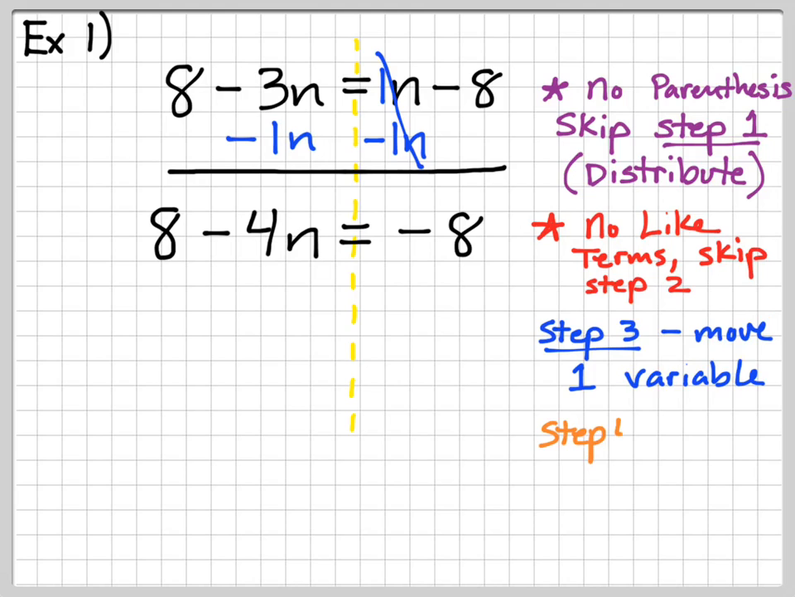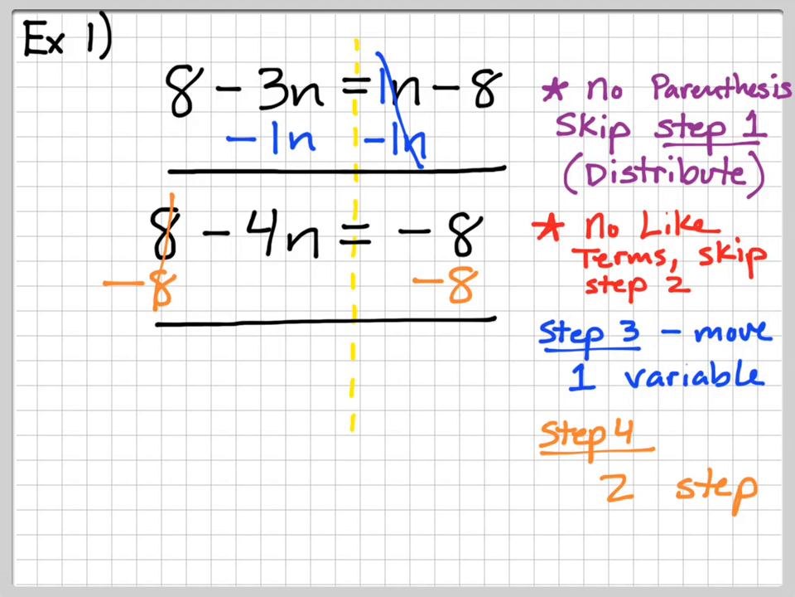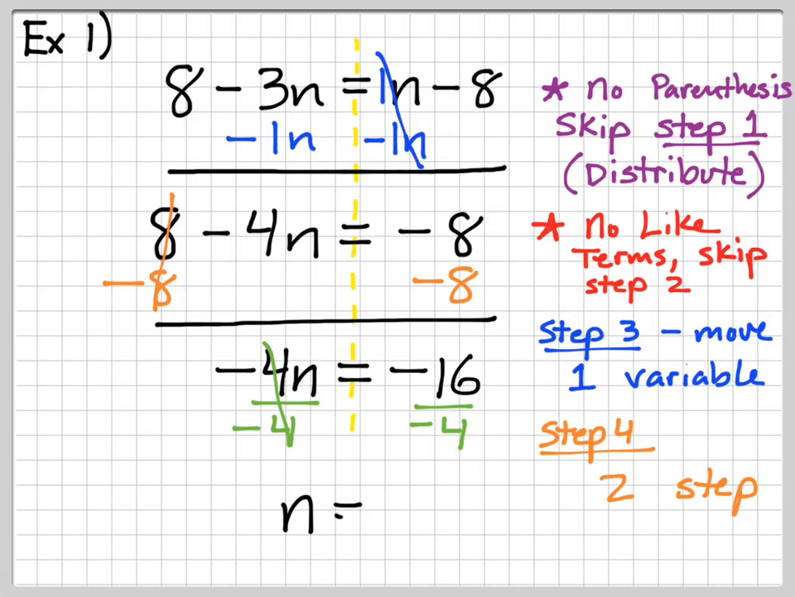Now we're down to a two-step equation. Step 1, subtract 8 from both sides. My goal again is to get that n all by itself on the left side of the equation. My new equation is negative 4n equals negative 16. And step 2, divide both sides by negative 4. Your final answer should be n equals 4.